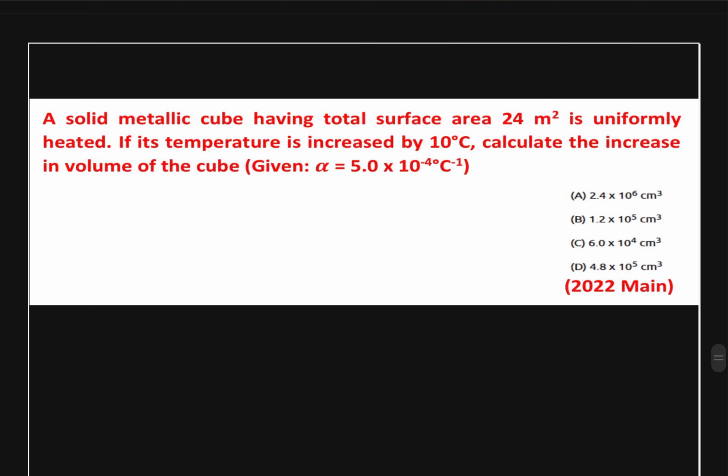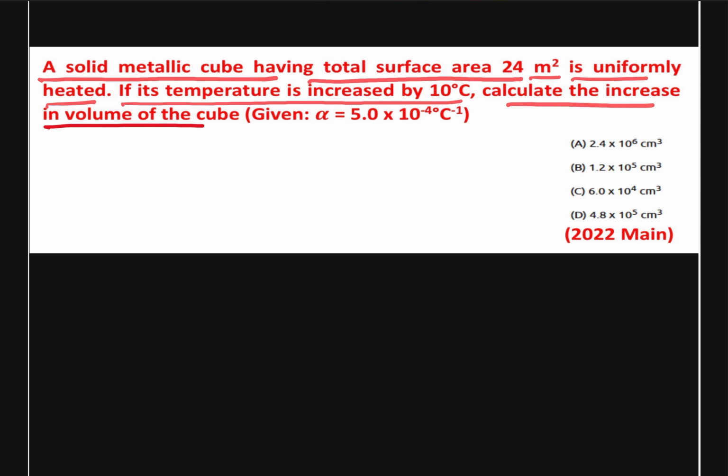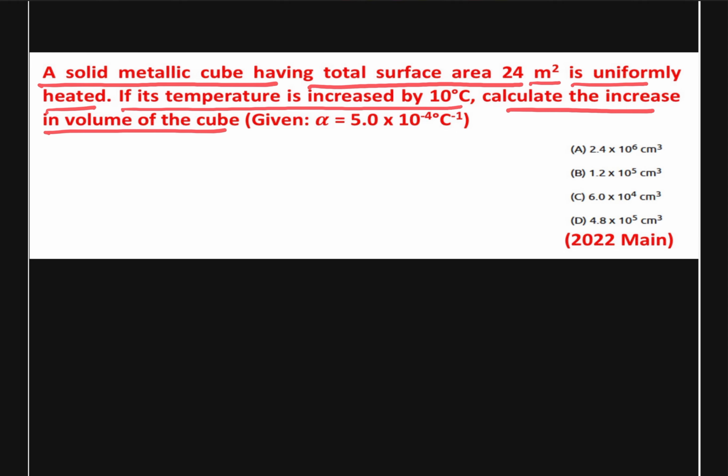Next question. It states that a solid metallic cube having a total surface area 24 meters square is uniformly heated. If its temperature is increased by 10 degrees centigrade, calculate the increase in the volume of the cube. So this is nothing but a volumetric expansion, and so we are going to use the formula for volumetric expansion.